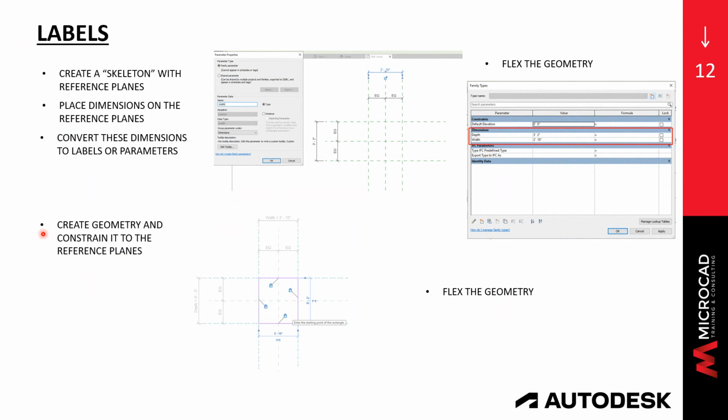If I need a family that I want to stretch in a certain direction, a family that is going to have different types by different sizes, the first thing that I need to do is create a skeleton of reference planes. Then I create dimensions that control the locations of those reference planes. I can select those dimensions and make them into a label. Making a label out of a dimension is creating a parameter, and it's going to be a length parameter when it's made out of the dimension.